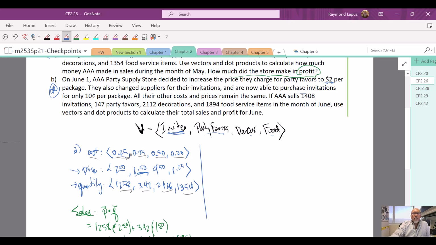All right, and so now they're going to sell different amounts here. So let's just redo this problem, and well, we don't need arrows there, we just need a new cost. So the new cost that we're dealing with is going to be for invitations, that's the change to 10 cents per package, so 0.10. Everything else is the same, so that's 25 cents for the party favors, 50 cents for the decorations, and 20 cents for the food supplies.